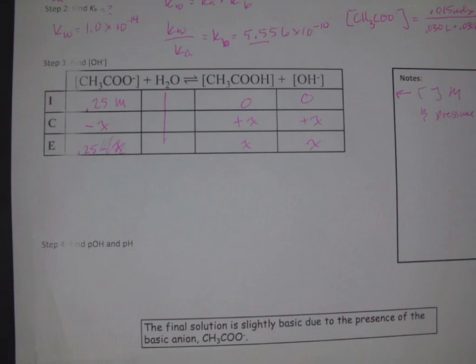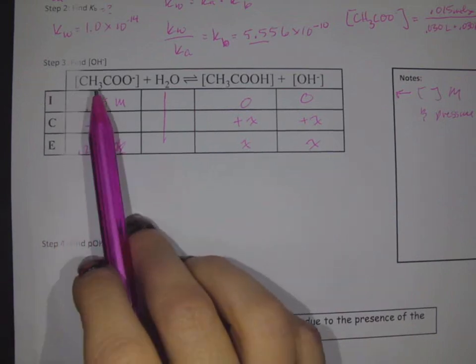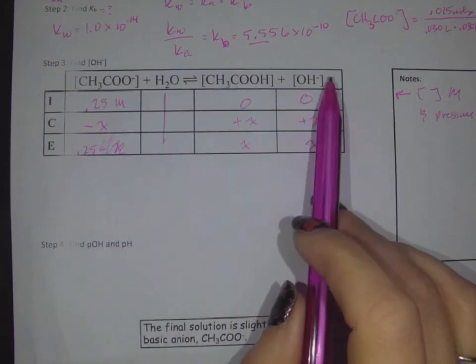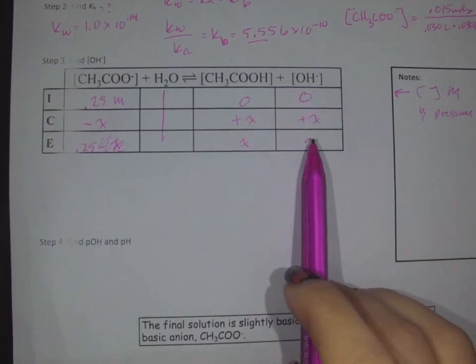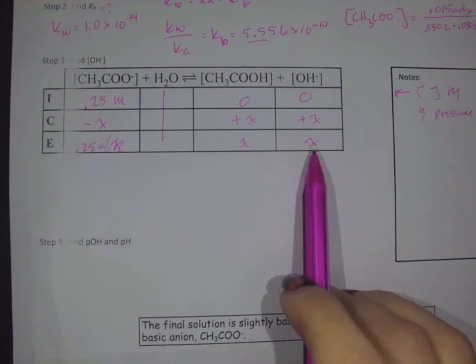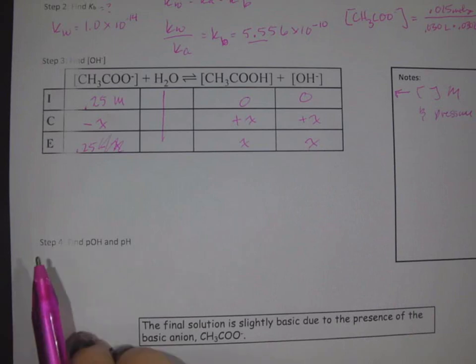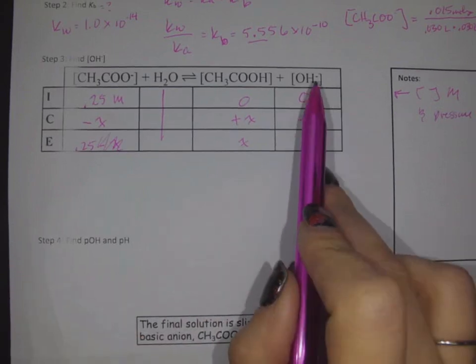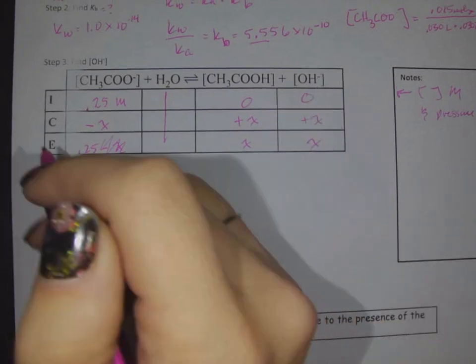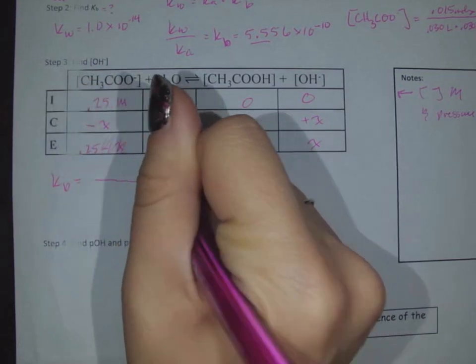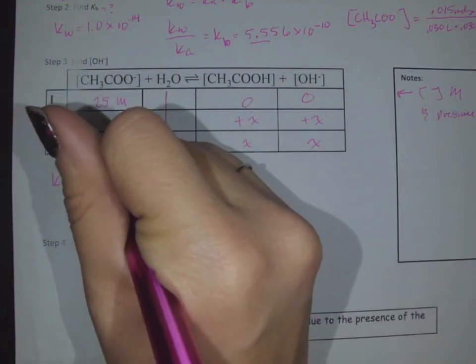Okay, wonderful. My goal right now is to figure out, when this conjugate base is in water, how much hydroxide is produced. Because once I know how much hydroxide, I can get pOH, and then I can finally end with pH. So I'm going to solve for x so I can get that concentration of hydroxide. So Kb is equal to products over reactants.